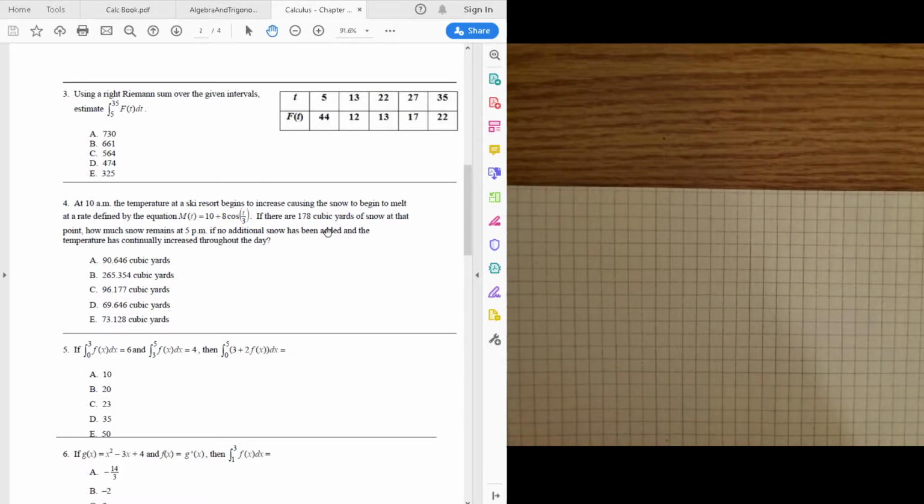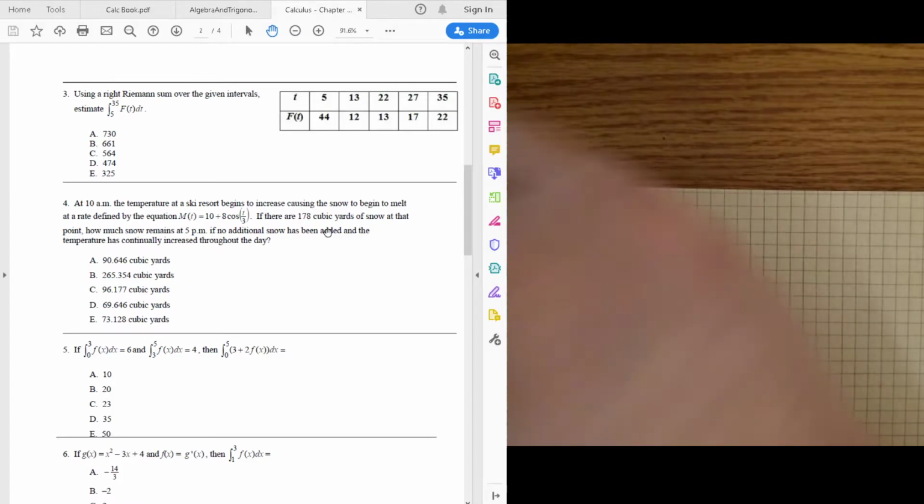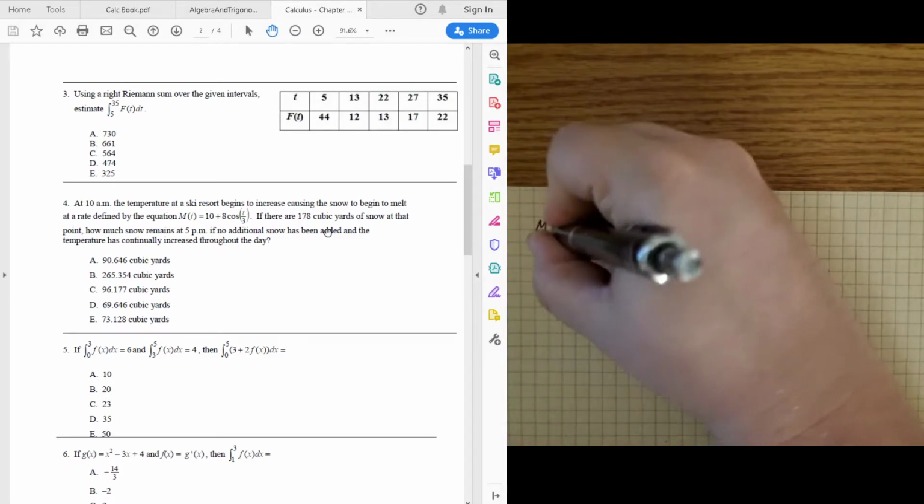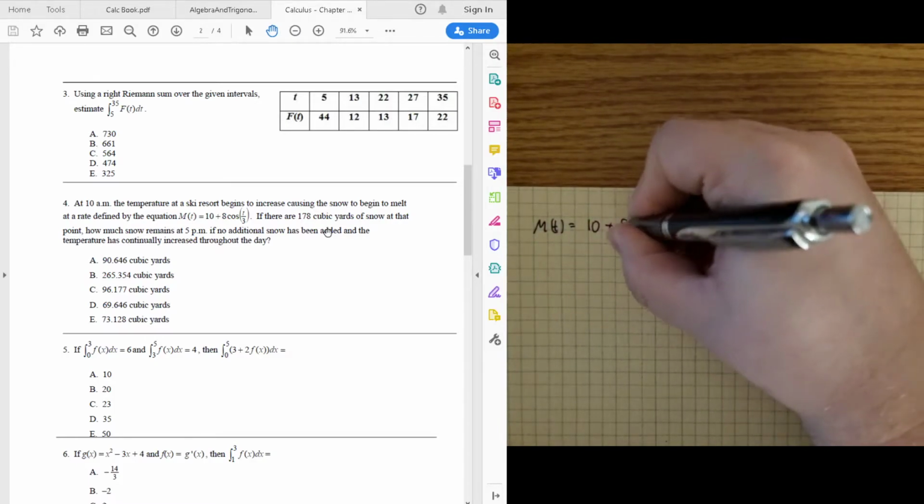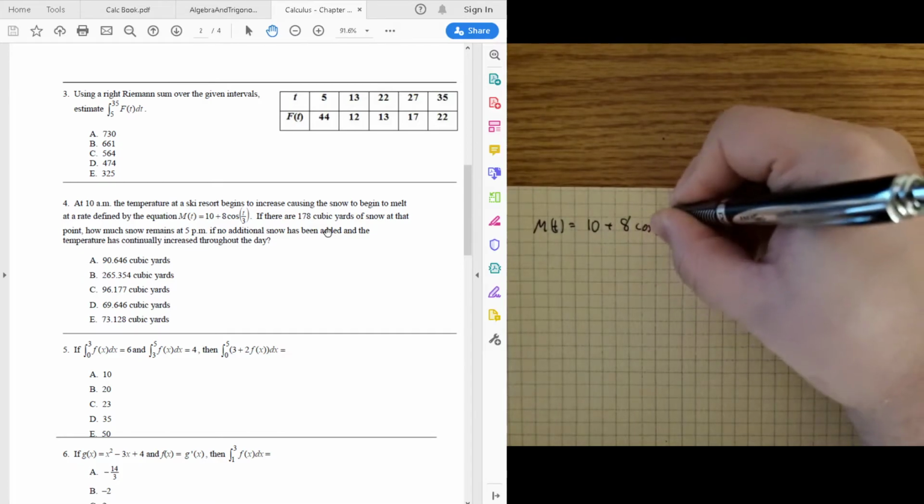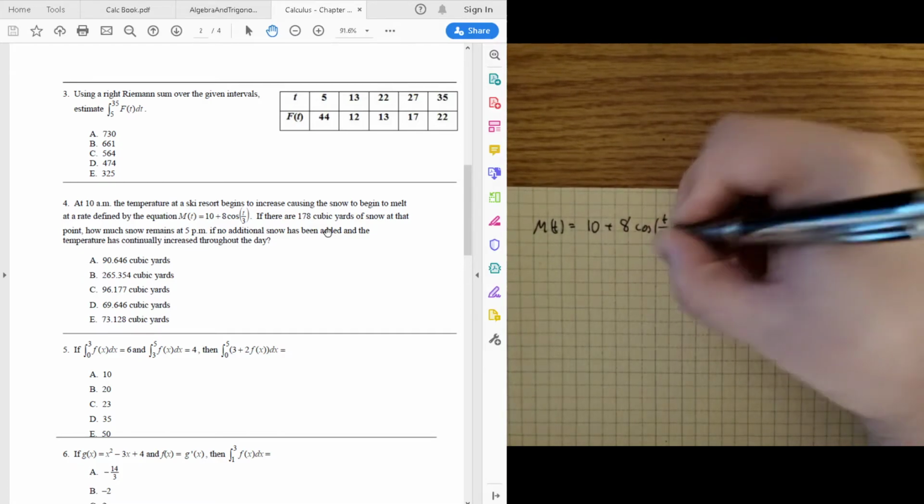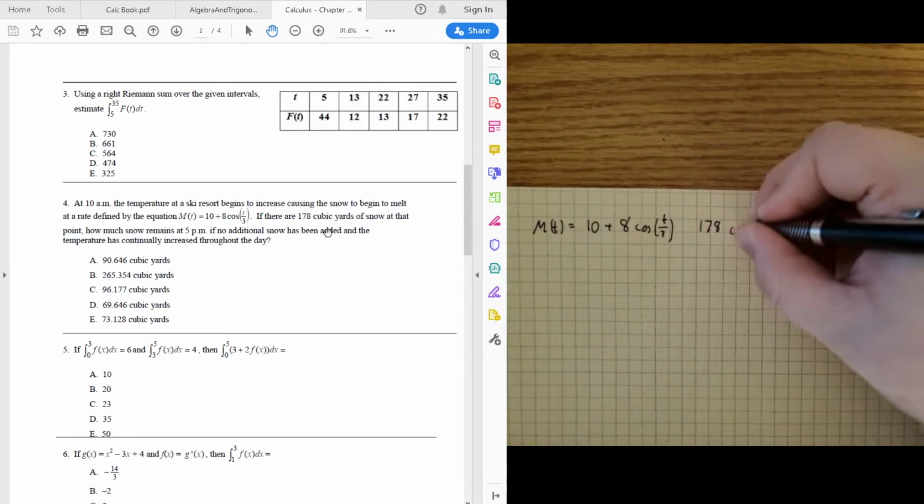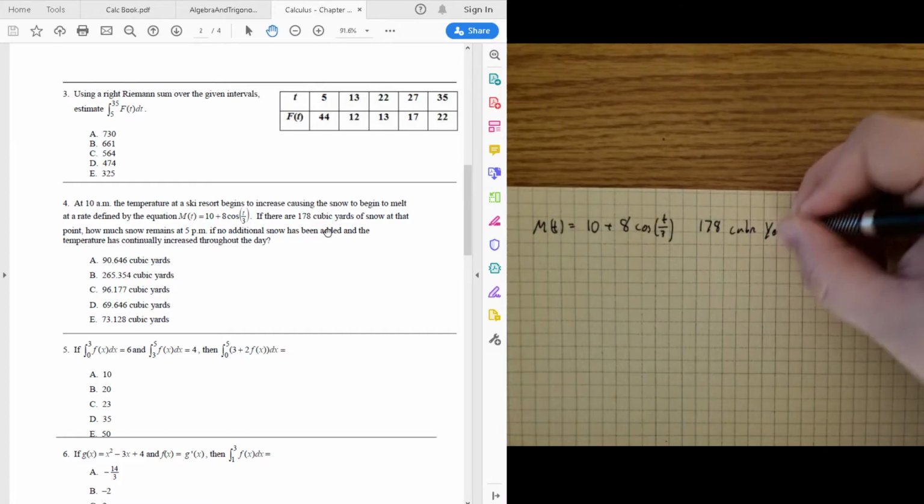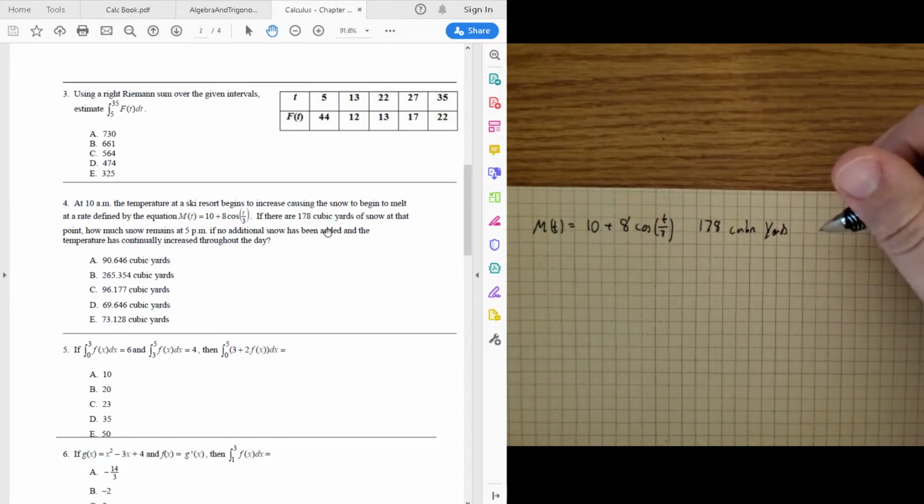At 10 a.m., the temperature of a ski resort begins to increase, causing the snow to begin to melt at a rate defined by this equation: M of t equals 10 plus 8 cosine of t over 3. If there are 178 cubic yards of snow at the point, how much snow remains at 5 p.m. if no additional snow has been added and the temperature hasn't continually increased throughout the day?